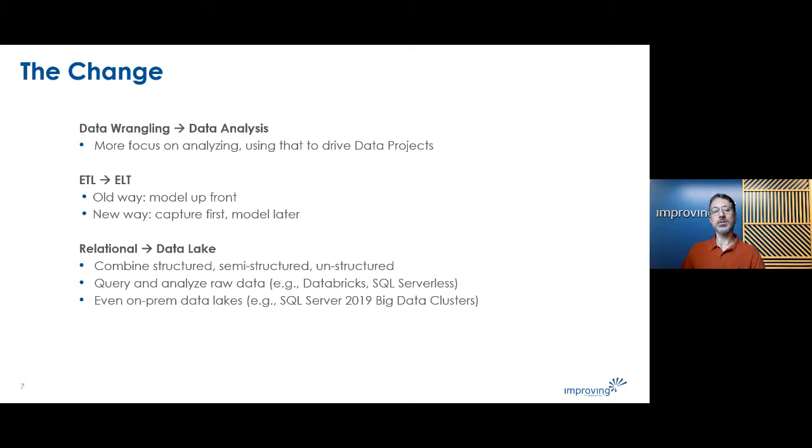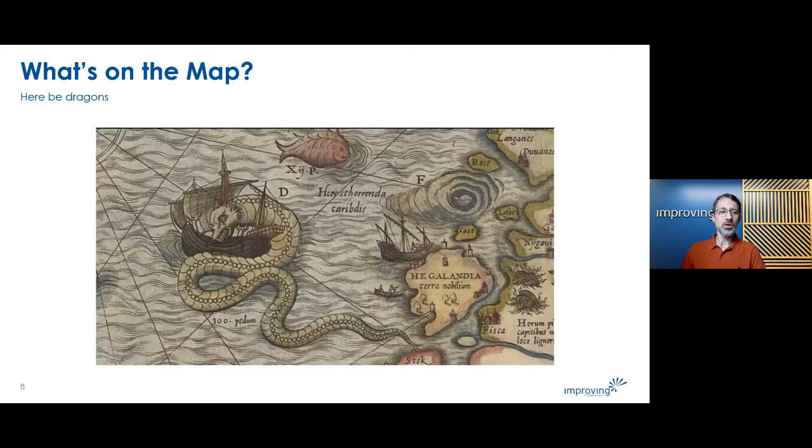So, okay, we've talked about what is modern data, why is it changing, what is changing exactly. Now let's try to draw back and look at the overall ecosystem. Let's ask the question, what's on the map? If you first start exploring what is in this modern data landscape, you will find that there are a lot of uncharted territories. And if you're a cartographer, you might be tempted to just draw a dragon and say, yeah, that must be what's over there. It is kind of like an undiscovered country.